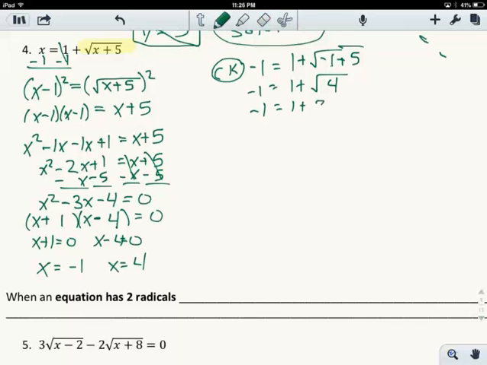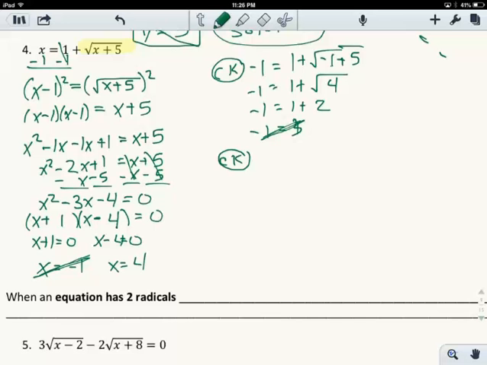So is negative 1 equal to 1 plus 2, which is 3? So negative 1 does not give us a true statement, so we have to go back and reject that answer. Negative 1 did not work. Go ahead and check the second one now.